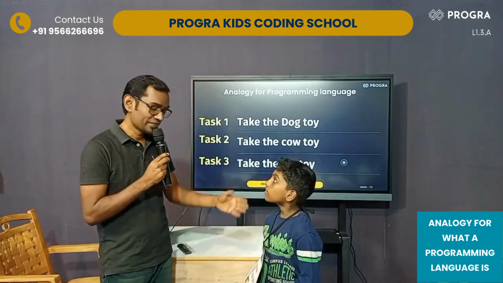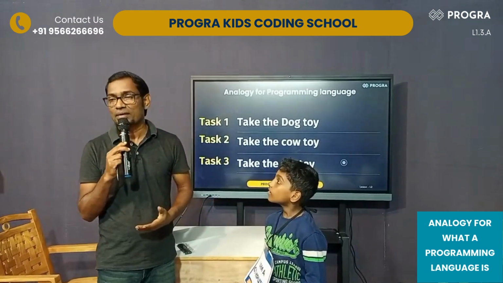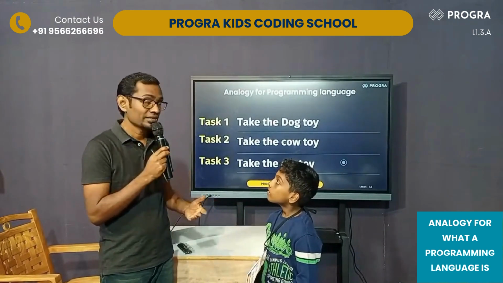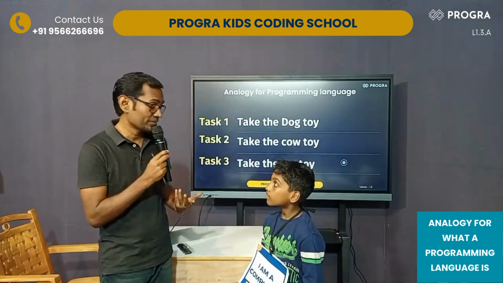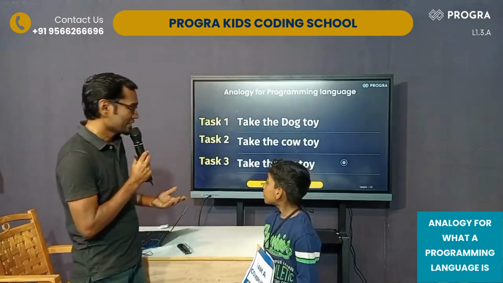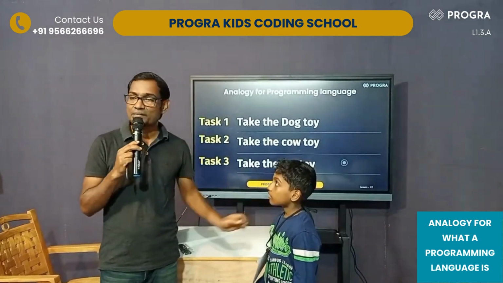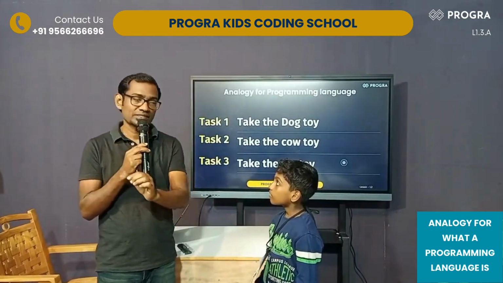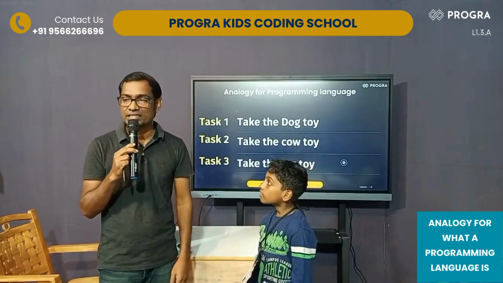If the computer doesn't understand that, then what will happen? The computer will stay idle or throw some errors. "I don't know what you're telling." Okay. So we need a programming language to talk to the computer. You guys are getting what I'm saying?